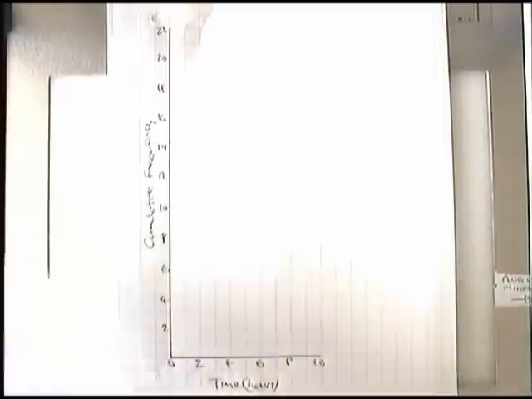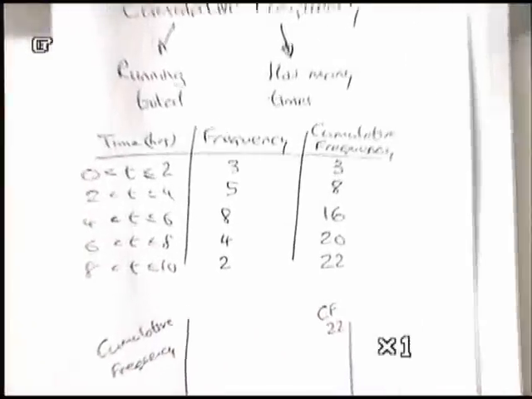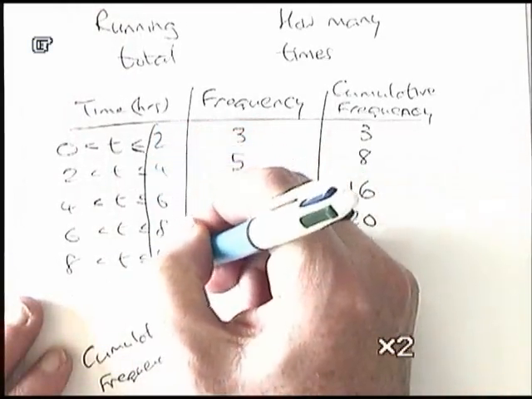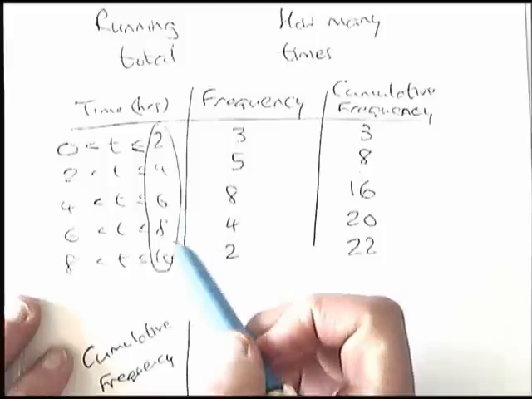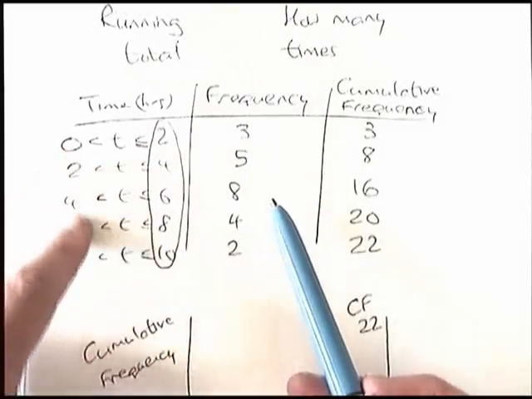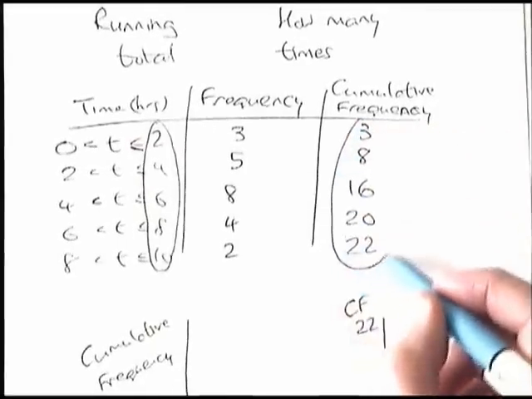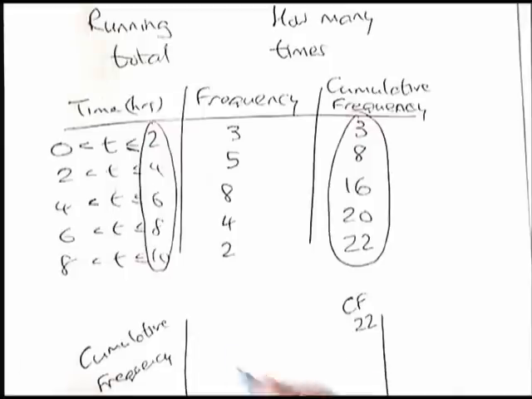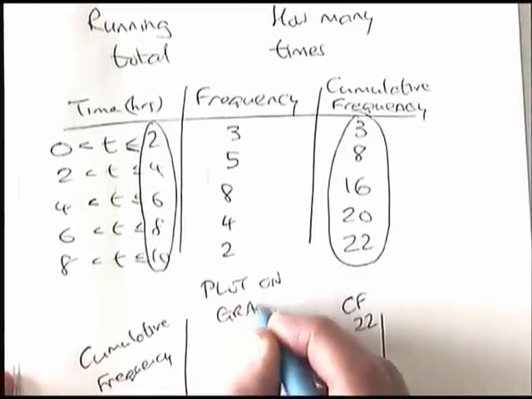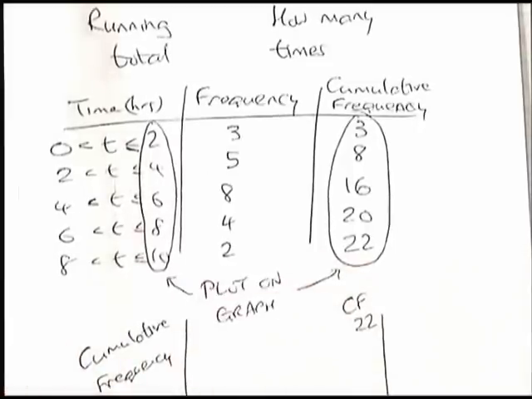Okay, from our table here, we've got to draw the graph. Now it's really important that you learn what to do. From the table, we always use these numbers here. We always use the big numbers of our actual measurements. We don't use midpoints, and we don't use these. We always use these big numbers up here, and we use these numbers here in the cumulative frequency. So if you can put somewhere, plot on graph, and arrow those numbers, that will be useful.